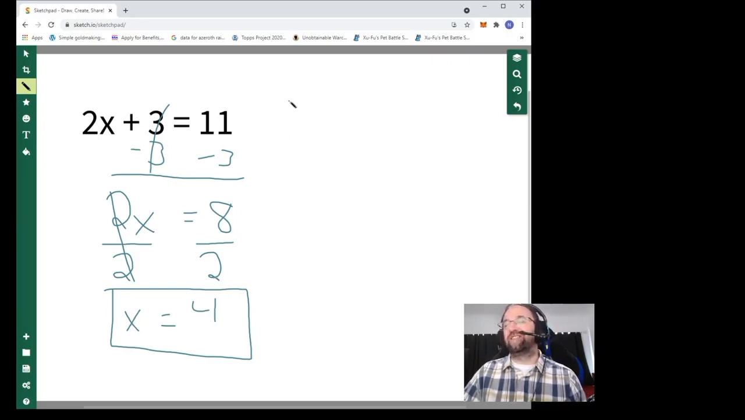Now let's plug it back in just to make sure we didn't mess anything up. We're going to evaluate this. That's what the term is. Instead of the x, we're going to write 2 times 4 plus 3. And we want to make sure all this equals 11. 2 times 4 is going to be 8.